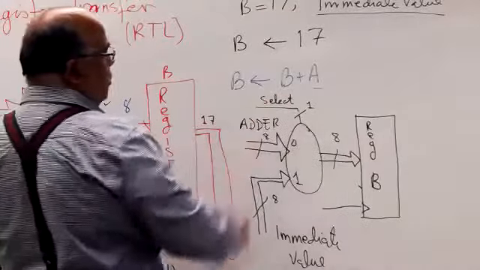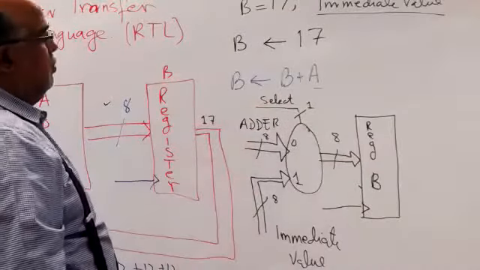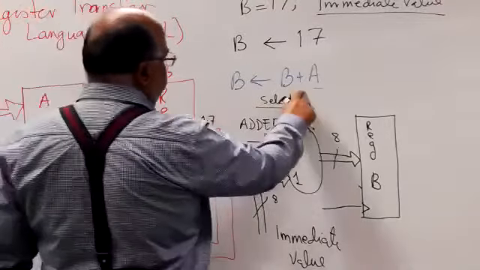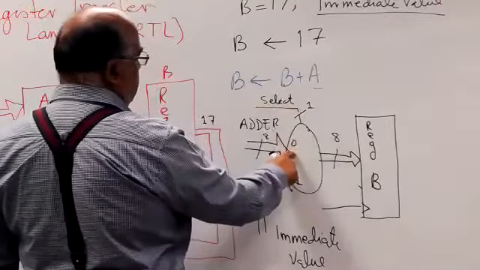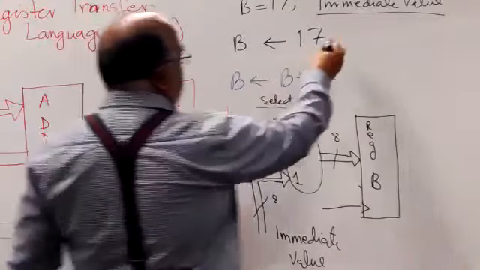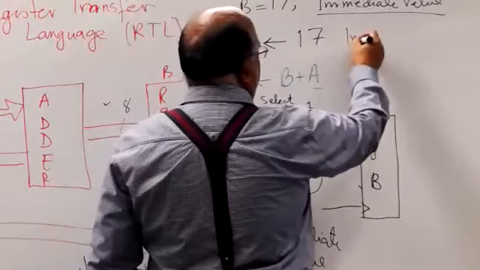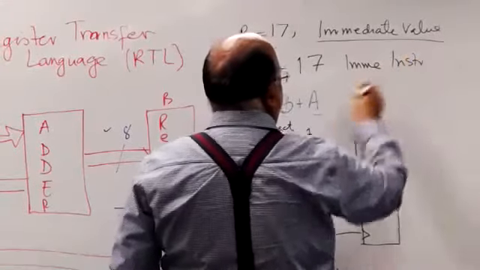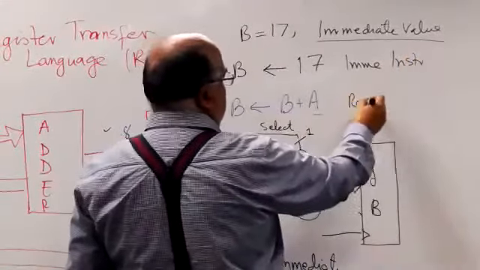ये select line सारी processor के controls में होती है. It knows कि क्या करना है. But when we are going to do this, then it will make this equal to 0, because this is called an immediate instruction, and this is called a register to register instruction.